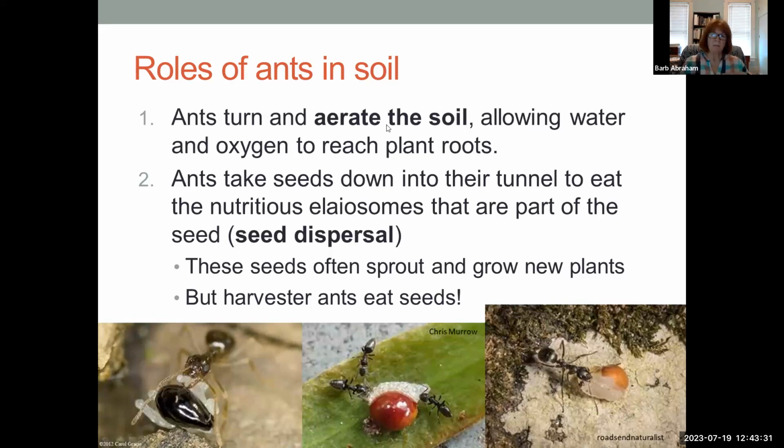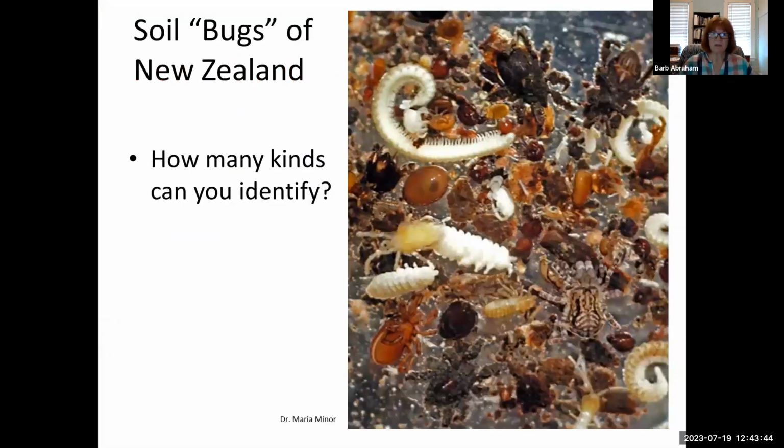And in making their tunnels and nests, they turn the soil and they aerate it. So they're moving organic material and mineral material around in the soil, and they're also allowing more oxygen to reach plant roots. So ants are good in soil.